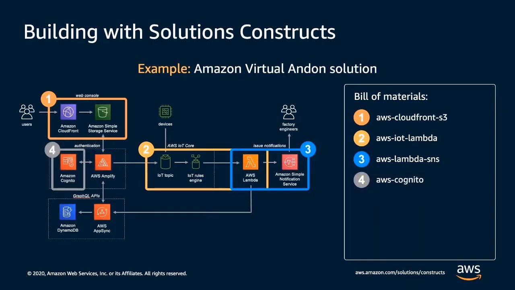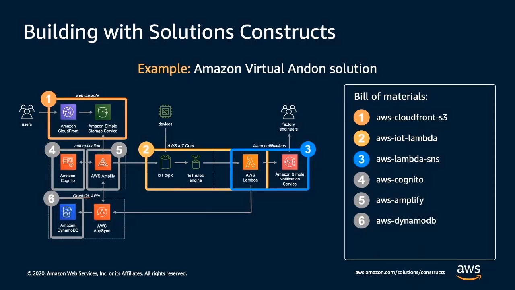From this point, we can then use constructs from the CDK library to build out the remaining parts of our application to support things like authentication and APIs. So without further ado, let's dive into a real-world demo of how we can get set up and start building this solution using AWS Solutions Constructs.